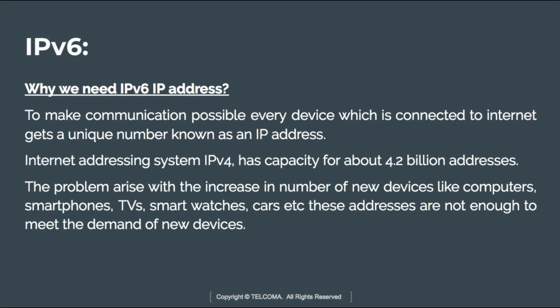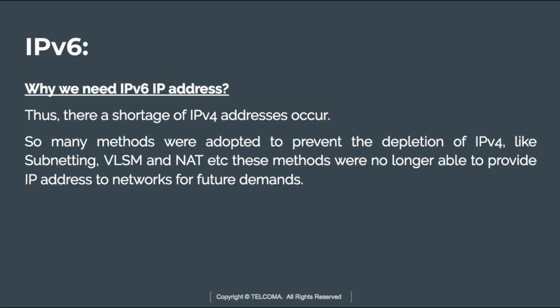So to overcome the shortage of IPv4 addresses, many methods are used to prevent the depletion of these addresses. Like we have used subnetting, where we make subnets of a particular address, VLSM, NAT, and these methods are no longer able to provide IP addresses to the network for the future demand. So to make the future demand possible, we have used IPv6 addresses.